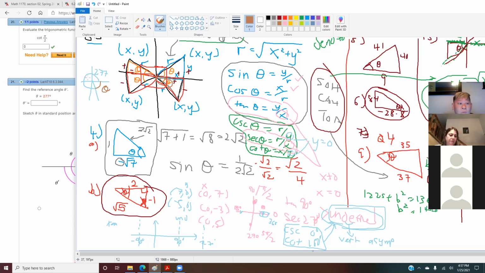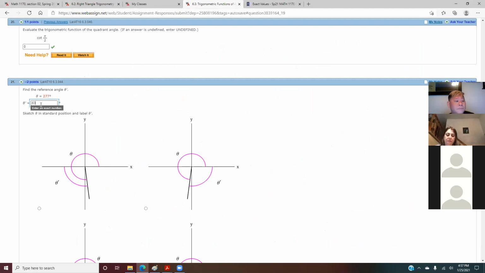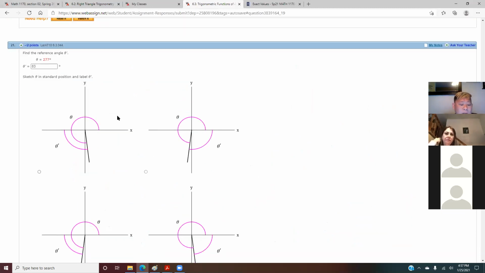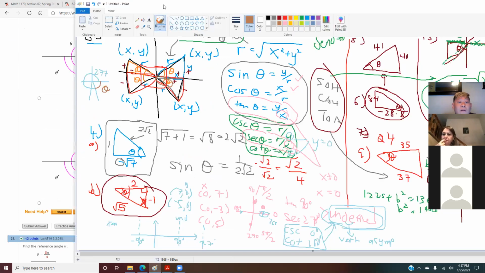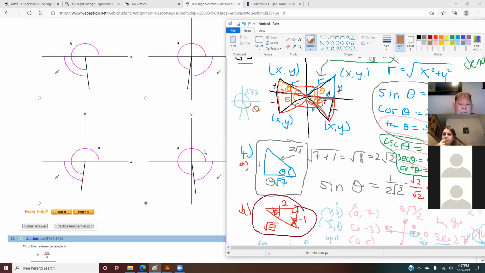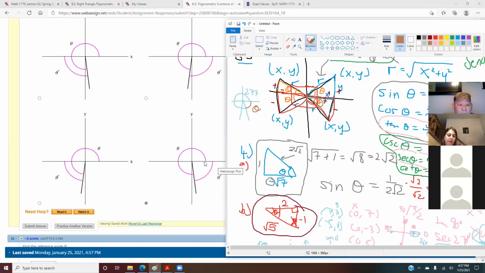360 subtract 277, right? So it's around 83. Okay, so your answer will look like this, because that's the one that we just drew here. This is 277, and this is the 83 that you drew and that we found. Are you all right with this?